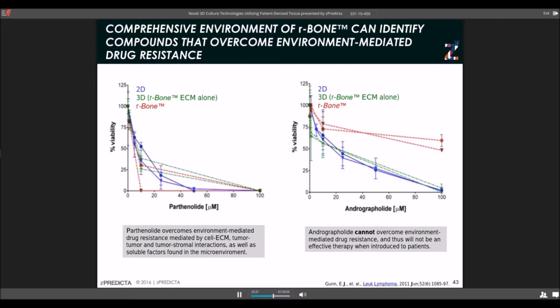Now, if we took the structurally similar compound, engraffolide, it worked fine in 2D, and it worked fine in 3D when we just looked at the extracellular matrix, again the blue and green lines. But once we added the stromal elements in the complete Arbone, engraffolide no longer functioned. So we cannot just rely on the chemical structure of the compounds alone to expect them to work in a human patient, because as you can see here, having similar structure does not translate into being able to overcome drug resistance.